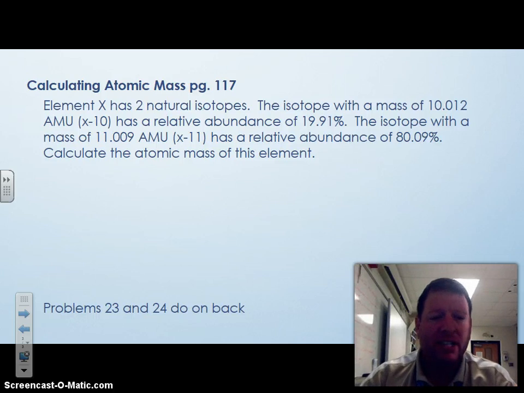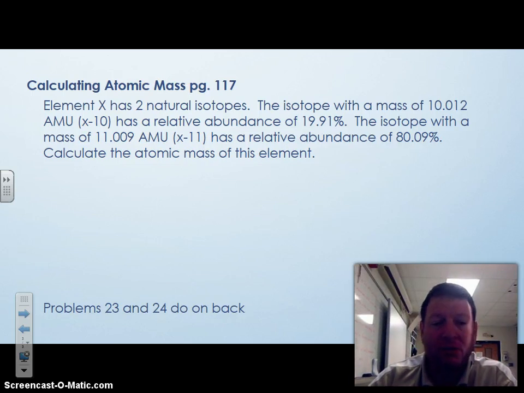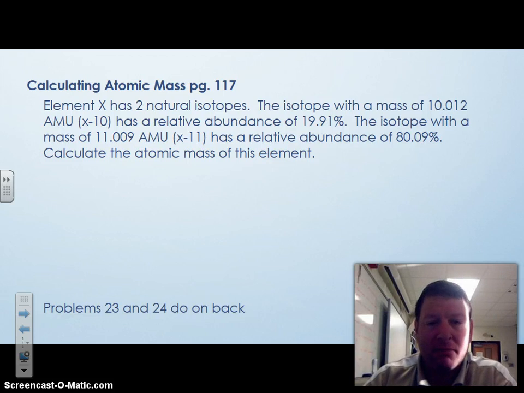Well, here we go. This is on page 117, and here's the question. Element X, a fictional element, has 2 natural isotopes. The isotope with a mass of 10.012 AMU, X10, has a relative abundance of 19.91%. The isotope with a mass of 11.009 AMU, X11, has a relative abundance of 80.09%. Calculate the atomic mass of this element.